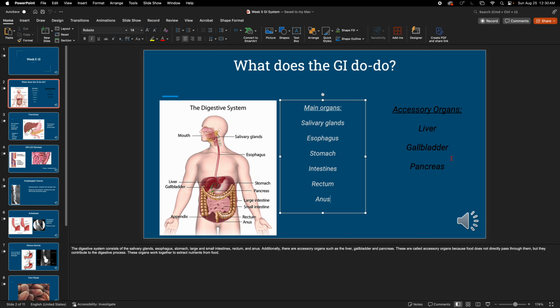All right, so again, let's review this slide really quickly. We're talking about the GI system that encompasses main organs, as in the GI tract, the organs through which food passes directly, and the accessory organs that don't make direct contact with food, but they play a role in digestion.